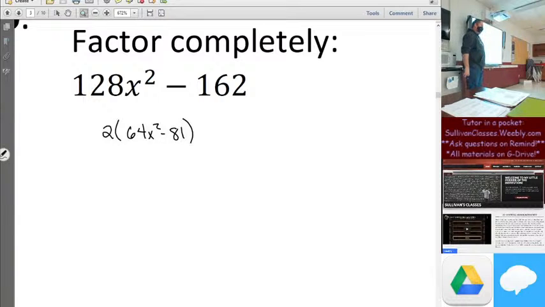This is not yet factored completely. What's this called? Starts with a D, ends with a... difference of squares. Difference of squares. Dang, you guys are good.